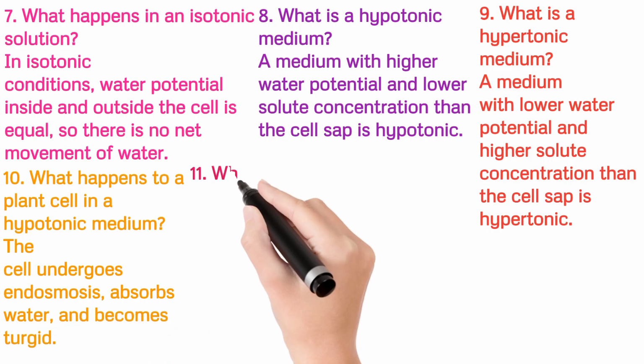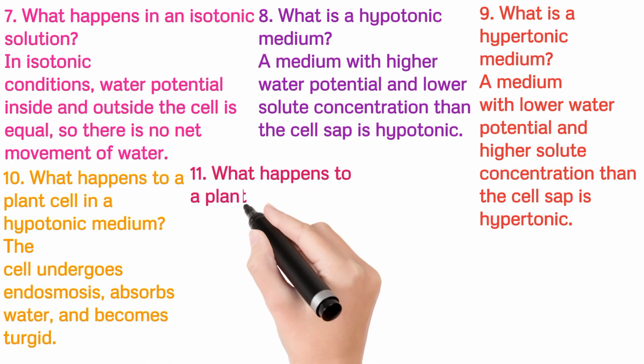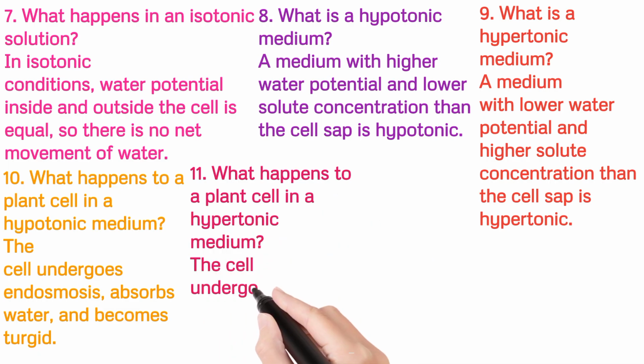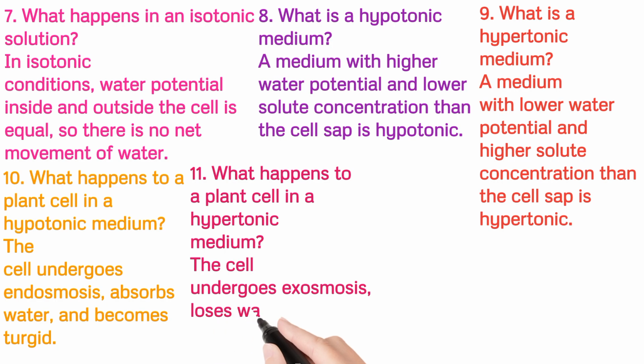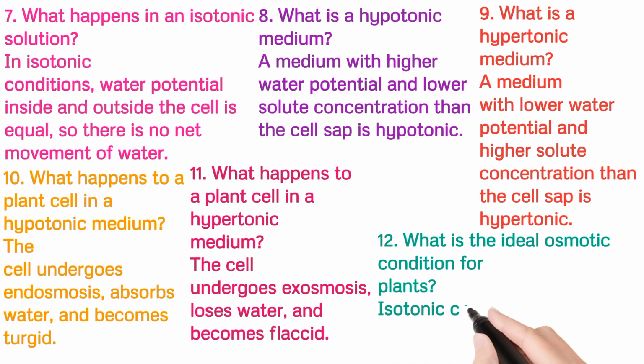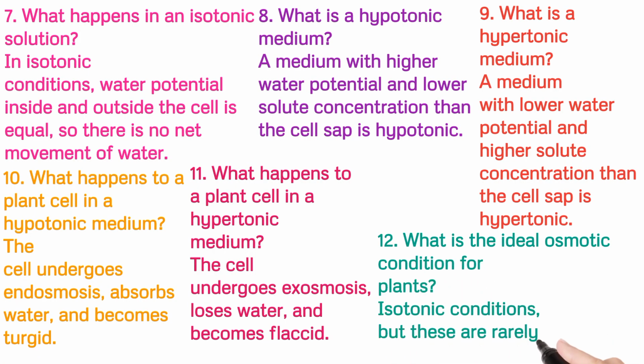11. What happens to a plant cell in a hypertonic medium? The cell undergoes exosmosis, loses water, and becomes flaccid. 12. What is the ideal osmotic condition for plants? Isotonic conditions, but these are rarely found in natural environments.